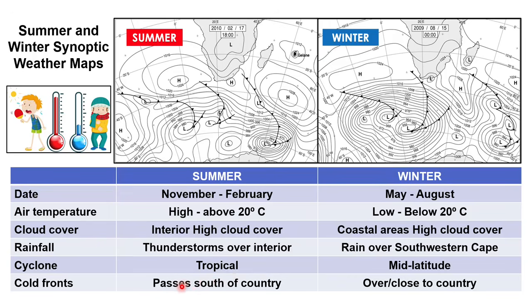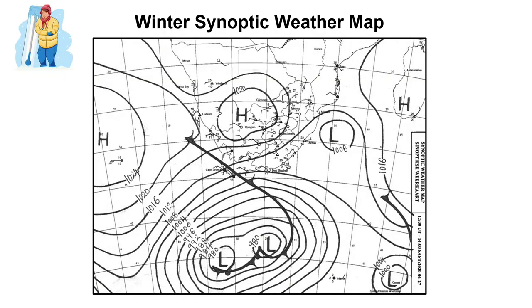The cold fronts here pass south of the country. Notice where the cold fronts are. These cold fronts are not going to touch Cape Town. They're going to move past the south and then move across there. Whereas these ones here, we can see, are clearly moving across the southern African land mass. And that's the basic difference between summer and winter conditions.